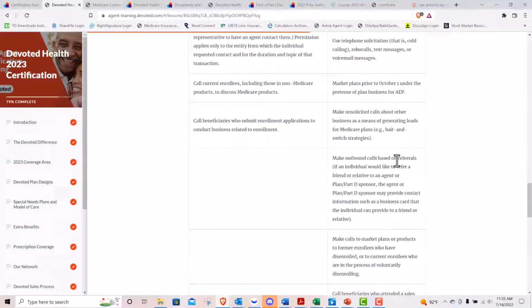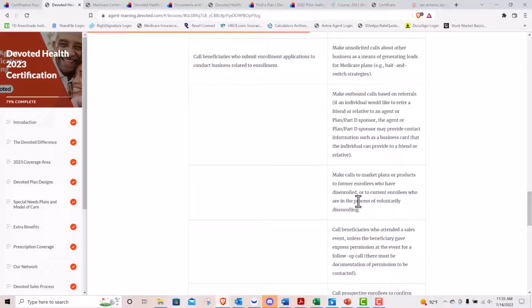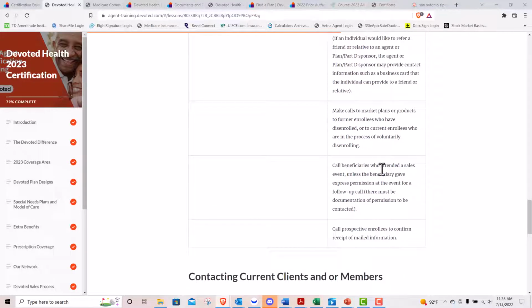Outbound calls based on referrals. So yes, you cannot call referrals. You can have a referral call you, but you cannot ask for one or for their numbers to call them. People who disenrolled, you cannot call a disenrolled member. Or if you see someone who is going to voluntarily disenroll, you can't call them to, quote unquote, stop the bleeding. You also cannot call beneficiaries to attend sales events unless the beneficiary gives express permission.